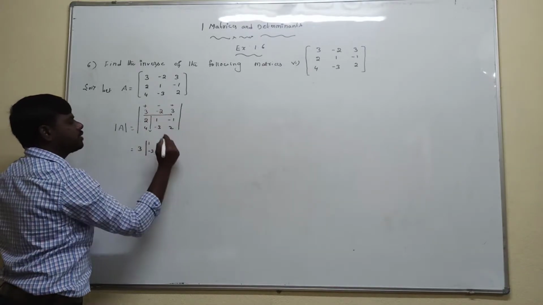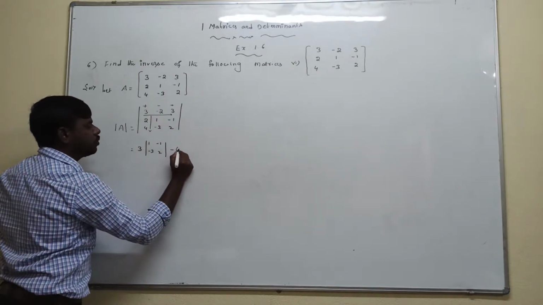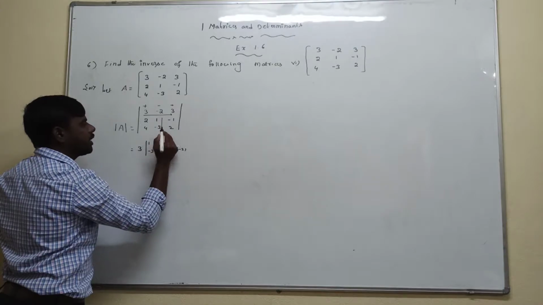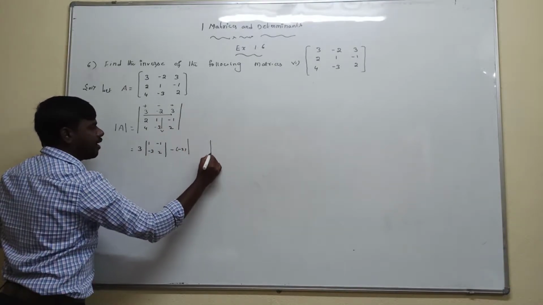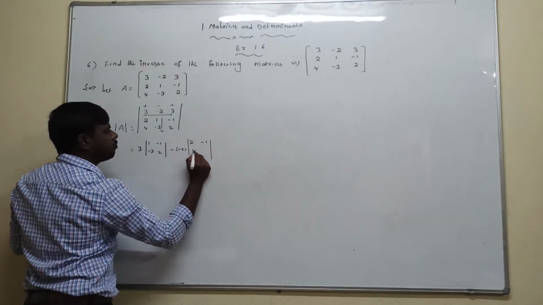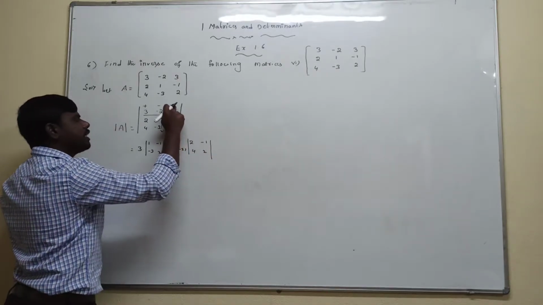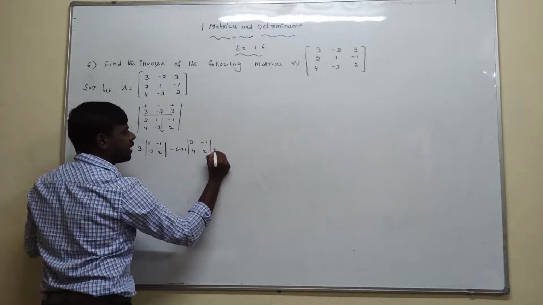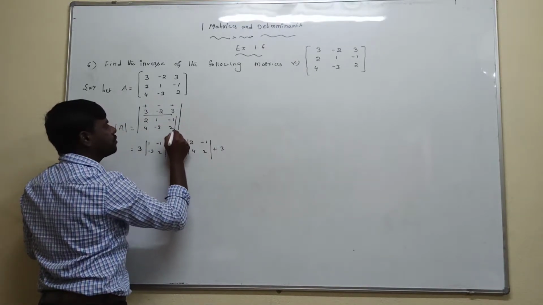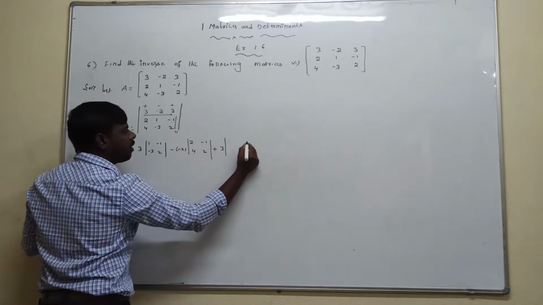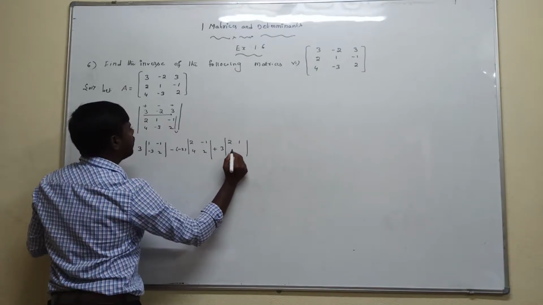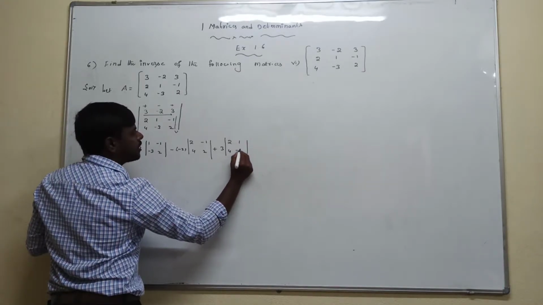Next symbol is minus, element is -2. The -2 present in the first row and second column are eliminated. So the determinant of the remaining elements are 2, -1, 4, 2. Third symbol is plus, element is 3. The 3 present in the first row and third column are eliminated. So the determinant of the remaining elements are 2, 1, 4, -3.